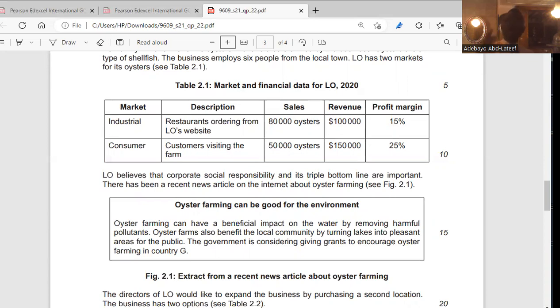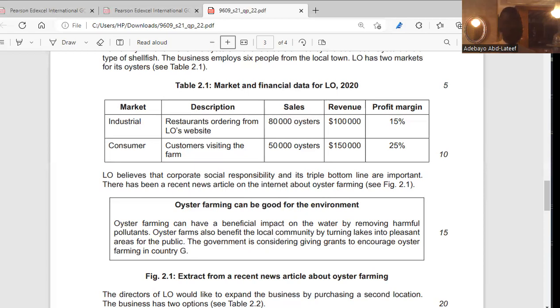Here we have our profit margin, we have our revenue, we don't know the profit. So we need the profit, yes or no? So to get the profit, 15 over 100 equals gross profit over 100,000. 15 divided by 100 is 0.15. So 0.15 multiplied by 100,000 gives us our gross profit, which is 15,000. For the consumer, we have 25%.